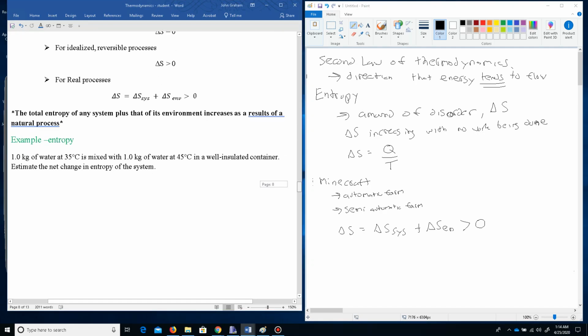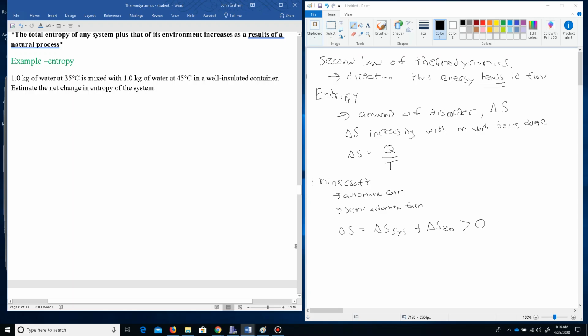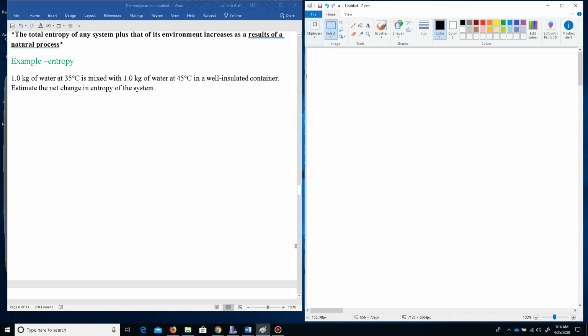All right, so let's get into a couple examples here. Give myself more space here. Let's say we have 1 kilogram of water at 35 degrees Celsius, which I'm going to change to Kelvin right off the bat. So I'm going to add 273 and get 308 Kelvin. And that's that. I'll call it mass 1 for right now. 1 kilogram of water.